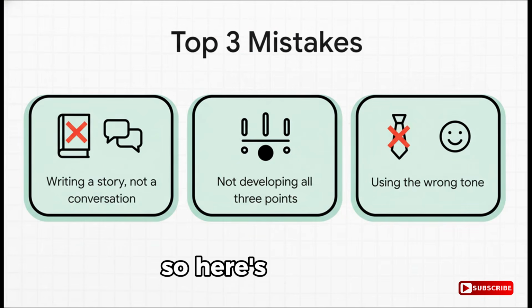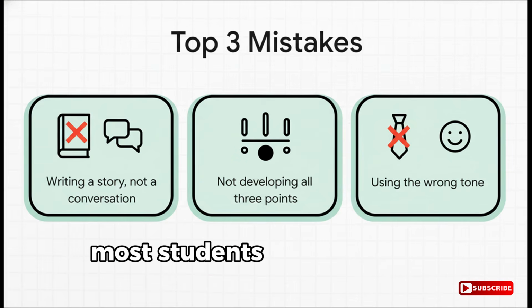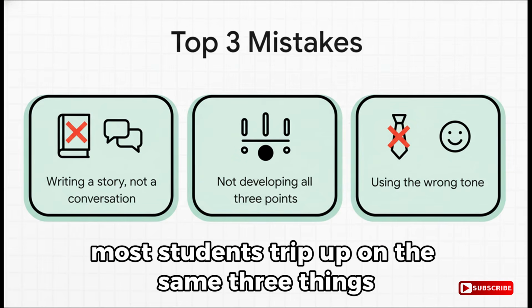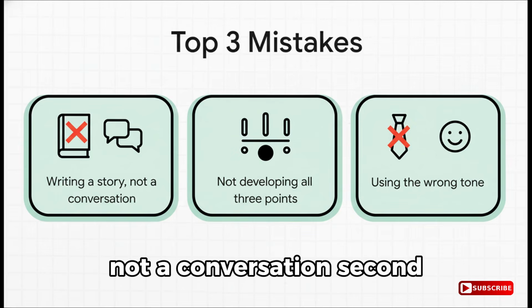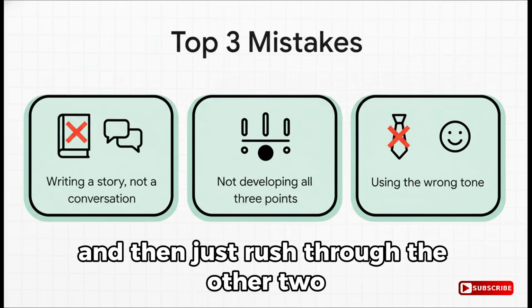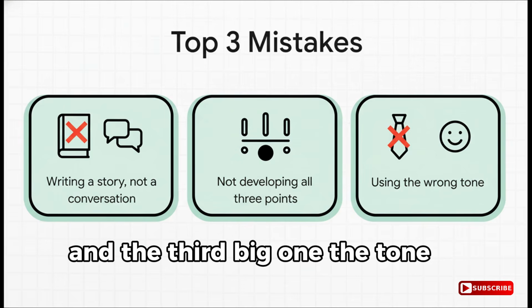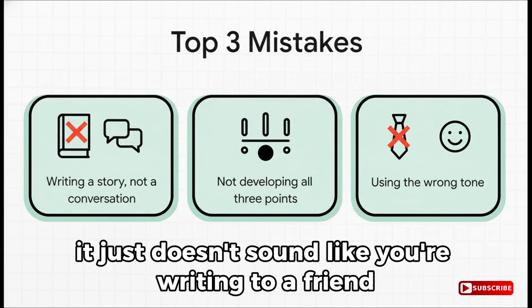Okay, so here's the deal. According to the actual Cambridge Examiner reports, most students trip up on the same three things. First off, they end up writing a story, not a conversation. Second, they'll pour all their effort into one bullet point and then just rush through the other two. And the third big one? The tone is all wrong. It's way too formal, it just doesn't sound like you're writing to a friend at all.